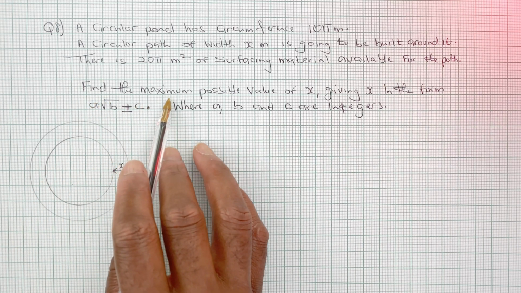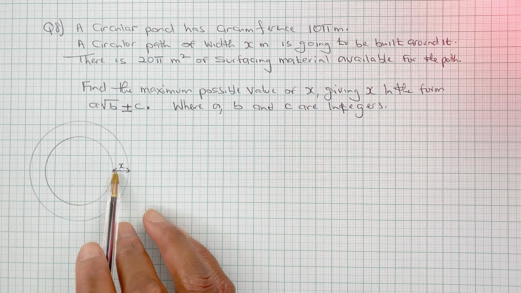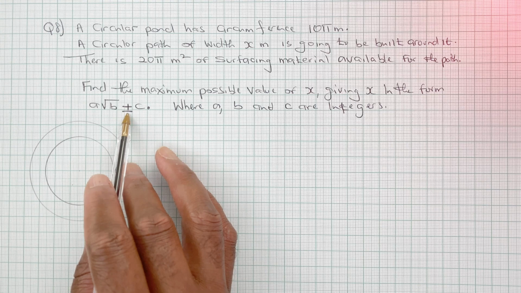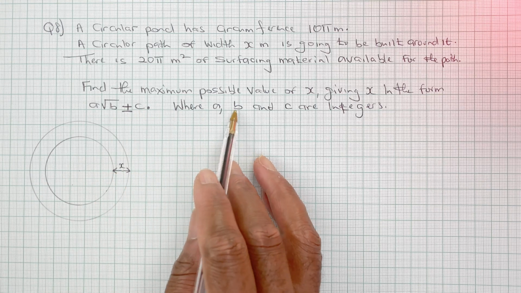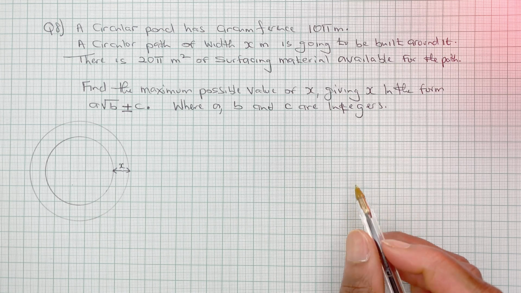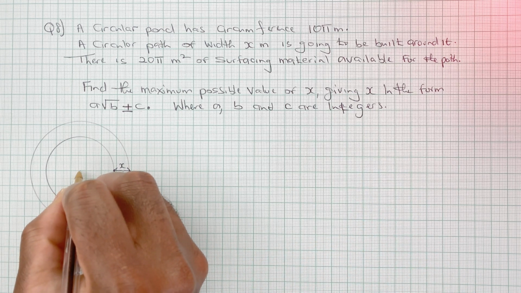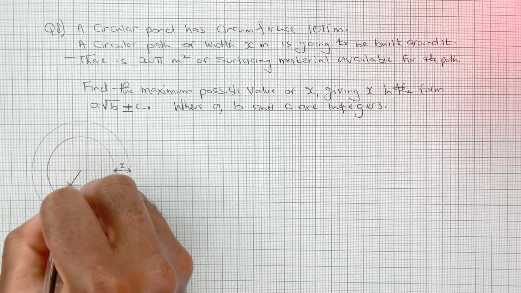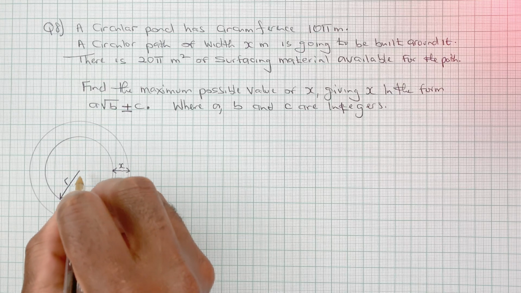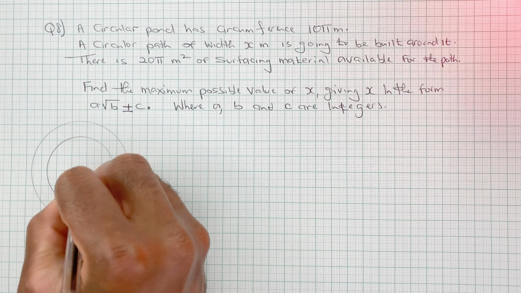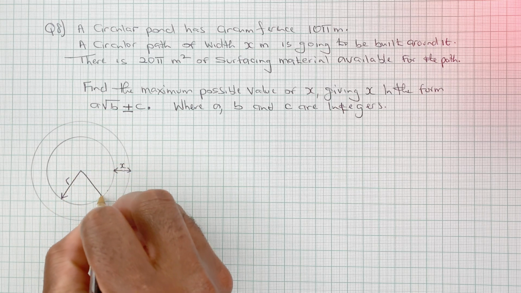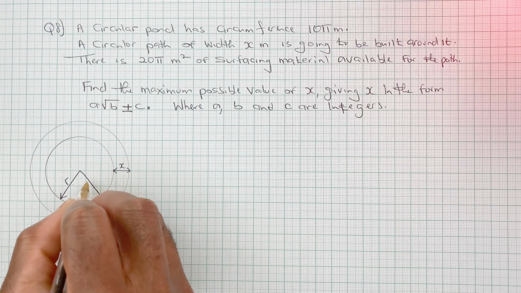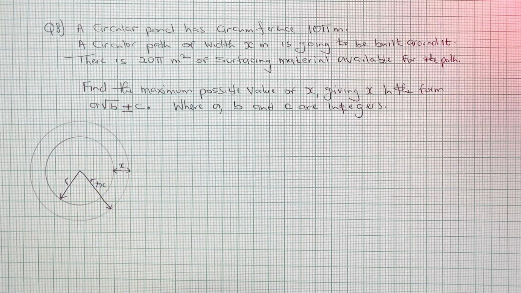Find the maximum possible value of x, giving x in the form a root b plus or minus c, where a, b, and c are integers. So let the radius of the circular pond be r. Therefore the radius of the large circle to the edge of the path will be r plus x.